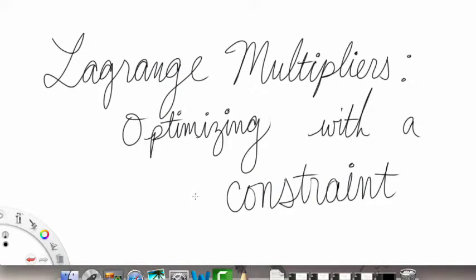And welcome to the video on Lagrange multipliers, aka optimizing with a constraint. Sometimes we want to optimize or find extreme values of a function, f of x y, when it's subject to a constraint known as g of x y.